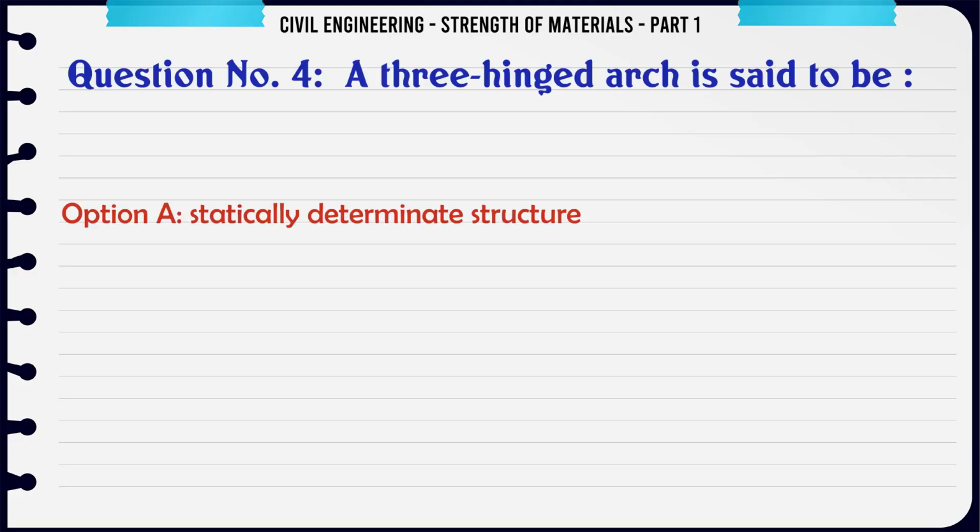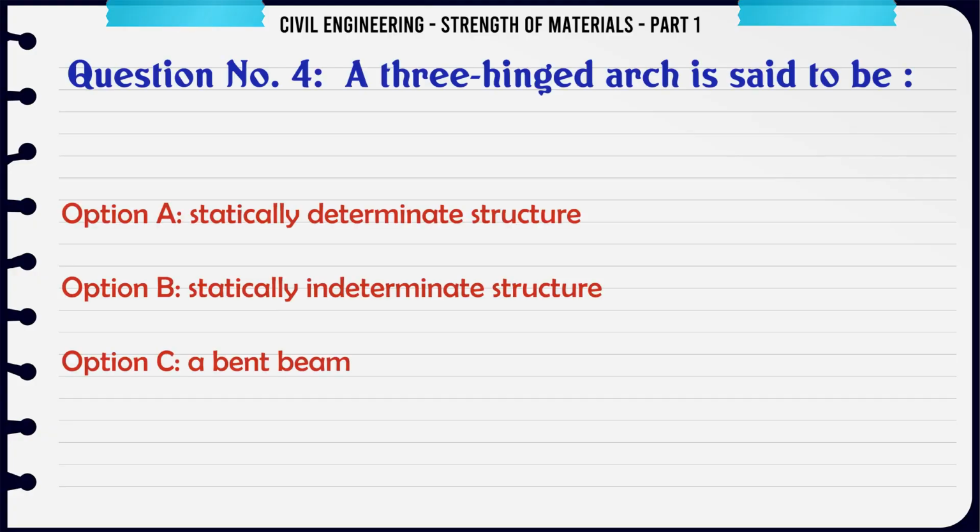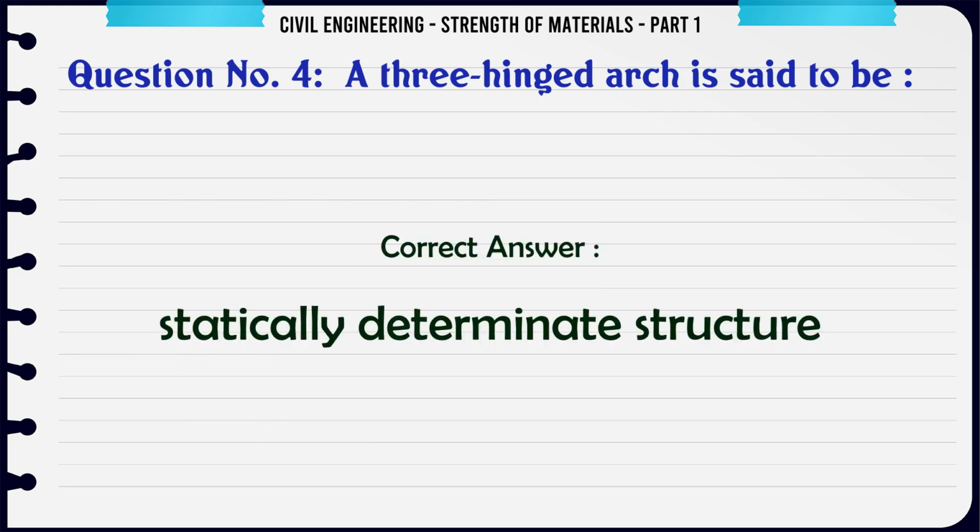A three-hinged arch is said to be: (a) statically determinate structure, (b) statically indeterminate structure, (c) a bent beam, (d) none of these. The correct answer is statically determinate structure.